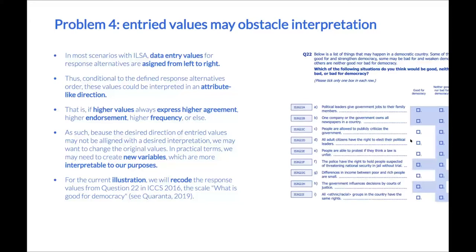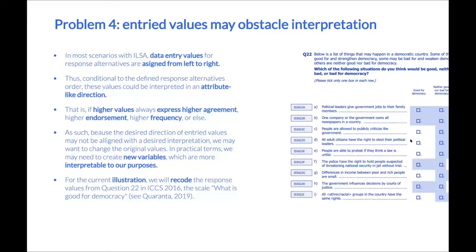So if, for example, we created a sum score with the recoded variables, then we would say probably, I don't know, the students that are in the high end of the sum score are more likely to belong to this latent class that Quaranta found in the previous study.